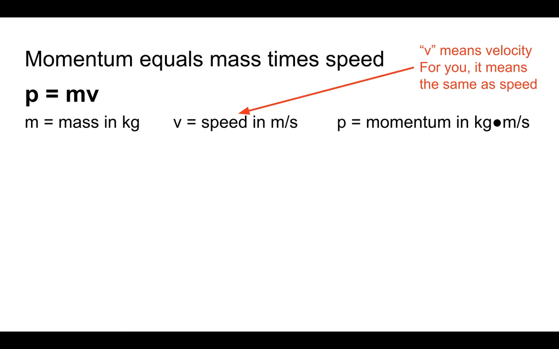The V there, the V means velocity. So for this class, we're just going to call it speed. But just so you know where the V comes from, that comes from that word velocity, which means speed.